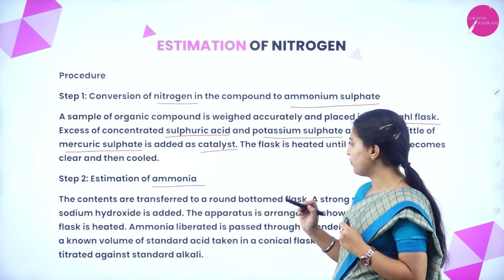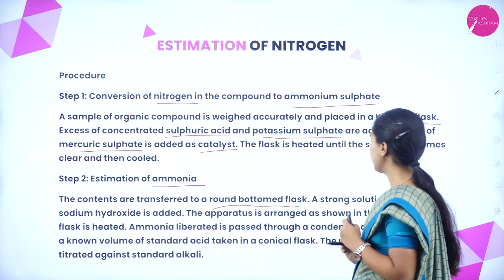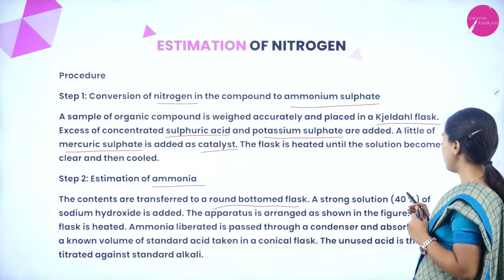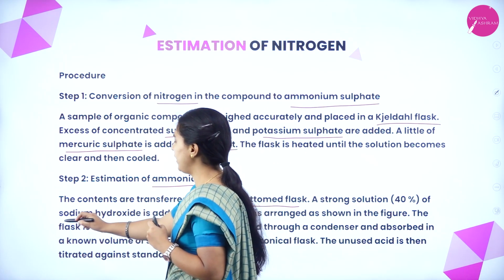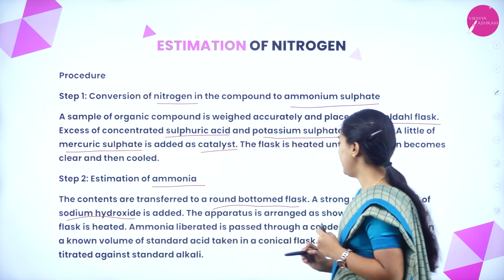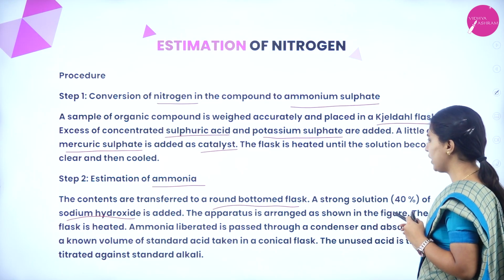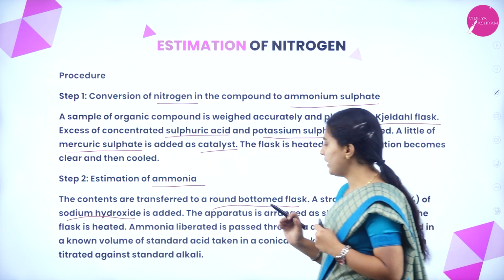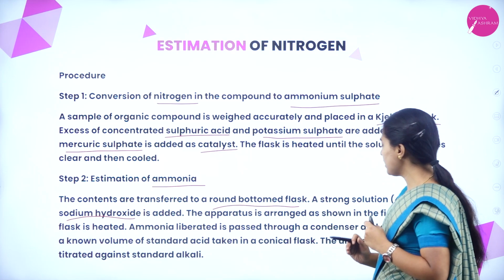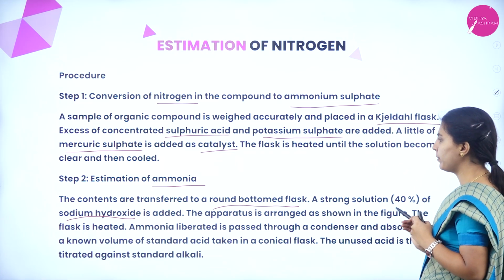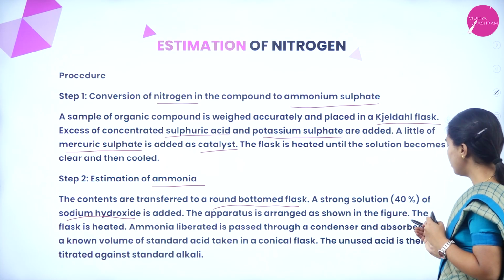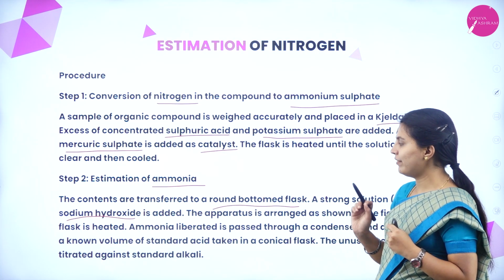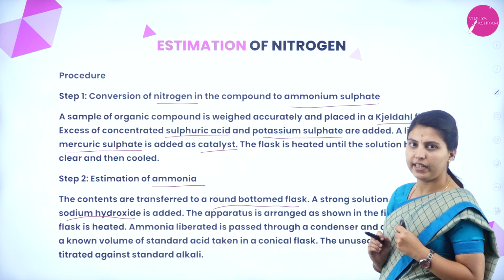The contents are transferred to a round bottom flask. A strong solution, that is 40% sodium hydroxide, is added. The apparatus is arranged as shown in the figure. The flask is heated. The ammonia liberated is passed through the condenser and absorbed in a known volume of standard acid taken in a conical flask. The unused acid is then titrated against standard alkali.